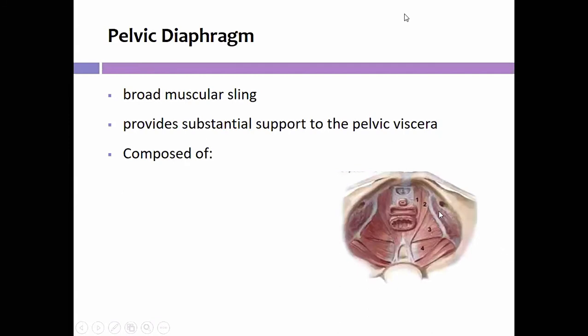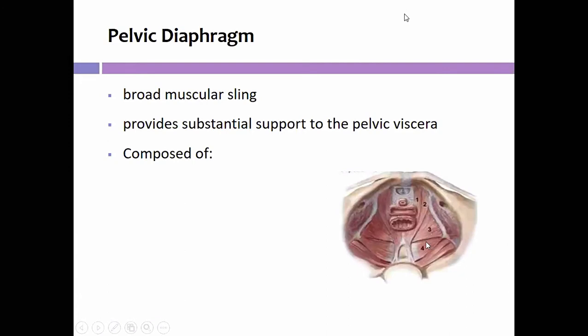We will have to look from the woman's head going down, looking down. So this is the symphysis pubis. This is the sacral promontory. Now, imagine the woman is lying down, supine. So the pelvic diaphragm is better visualized as such. This is a broad muscular sling which provides substantial support to the pelvic viscera.